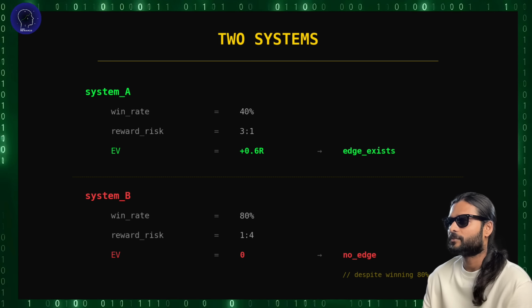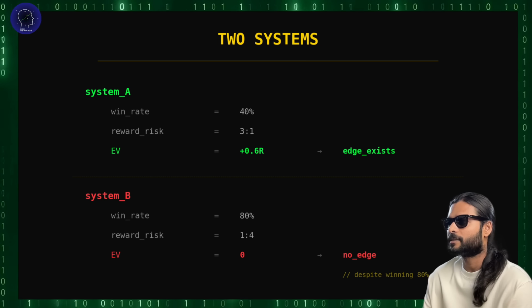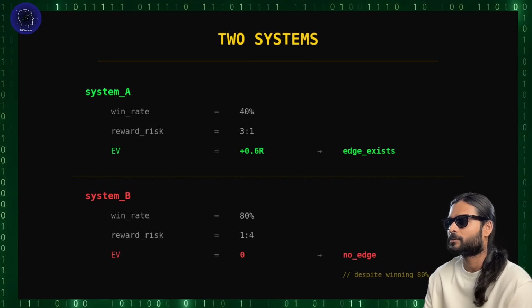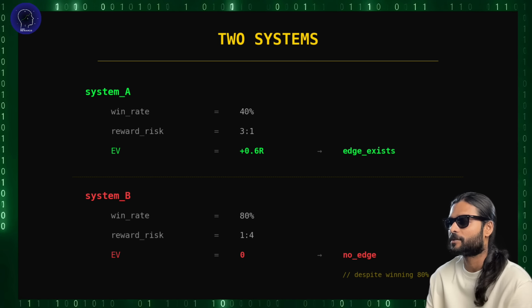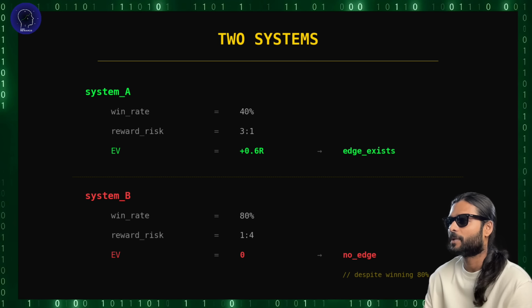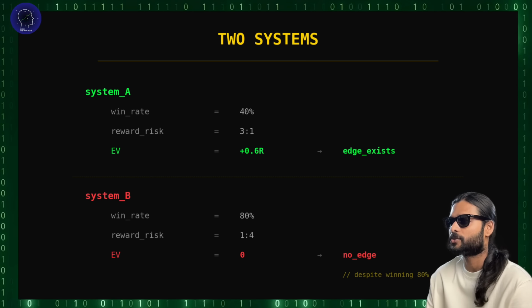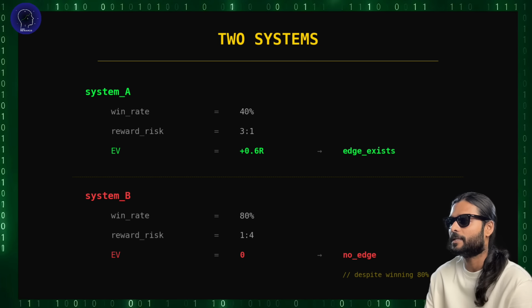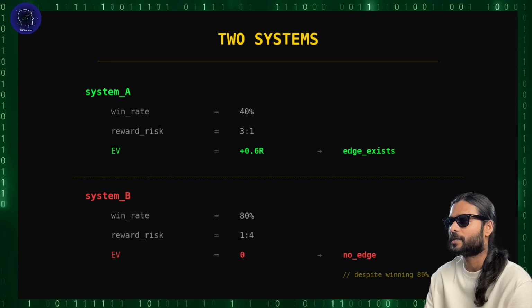Consider a system with a 40% win rate and a 3-to-1 reward to risk ratio. The expectancy is positive. An edge exists. Now consider a system with an 80% win rate but a 1-to-4 reward to risk ratio. The expectancy is 0. No edge, despite winning most trades.